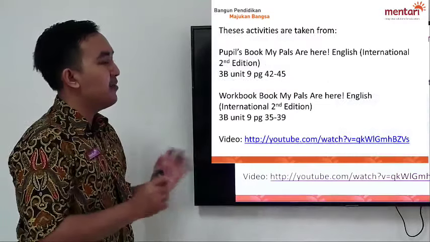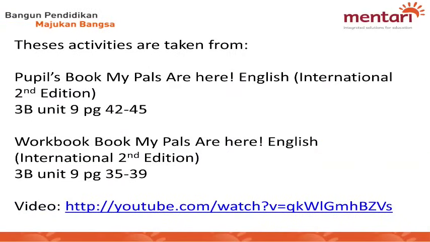Alright, before I close this session, I would like to let you know that all of the activity that we did today is from the pupils' book My Pulse Are Here, English International 2nd edition. I took it from level 3B, unit 9, page 42 until 45. And for the workbook, I also used the same level. It's 3B, unit 9, page 35 until 39.